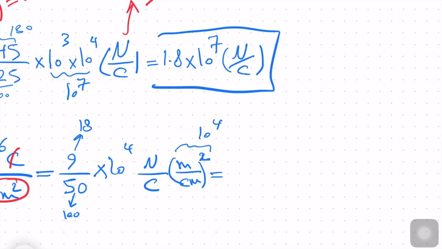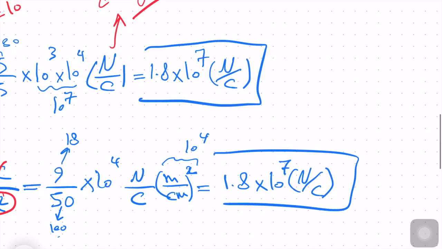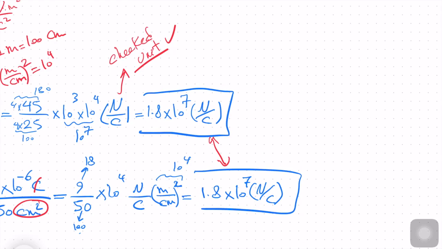All right, so now let's collect everything. That's 1.8. I divided it by 10, so this is just 10 in the denominator. So, okay, we have 4 and 4, 8, divided by 1, 7. So it's 1.8 times 10 to 7 Newton per coulomb. All right, it's the same magnitude. You see this? Same magnitude.